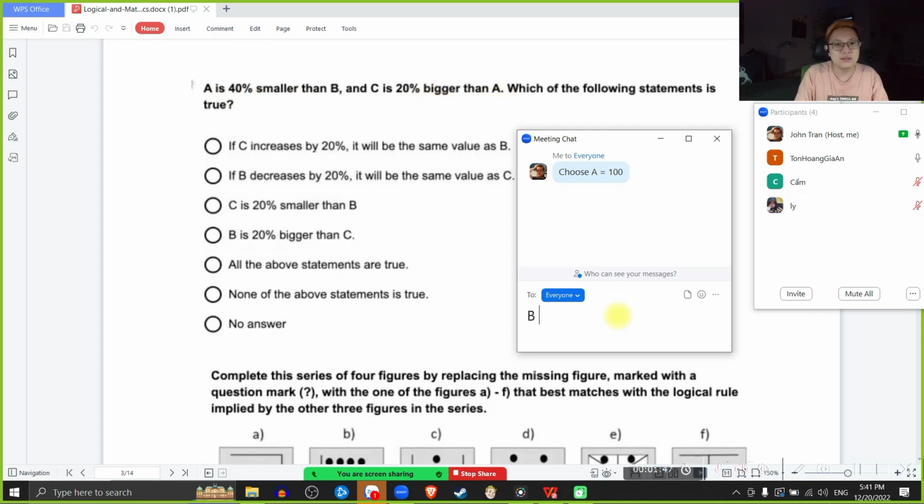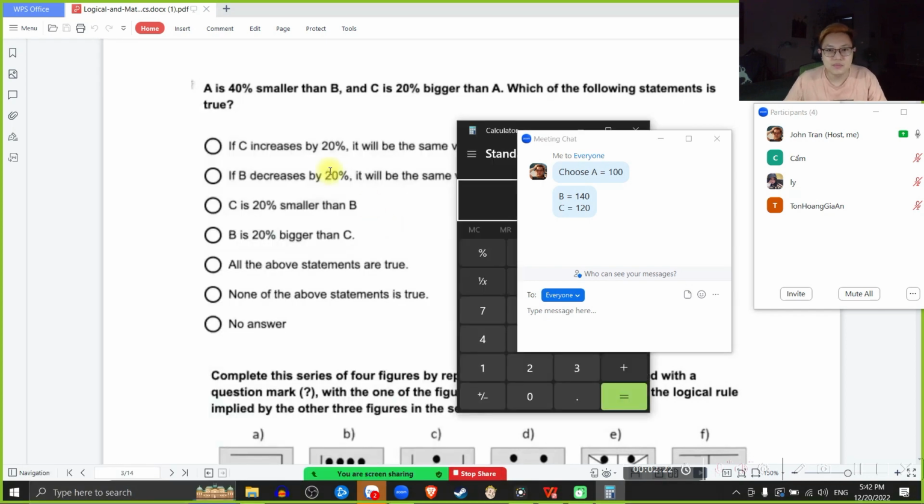A is 40% smaller than B, so it means B is 40% bigger than A. Nếu A nhỏ hơn B 40%, tức là B lớn hơn A 40%, đúng không mọi người? So B is 140 and C is 120, because it is 20% bigger than A. Okay, so which following statement is true? A: if C increases by 20%, nếu C tăng 20%.